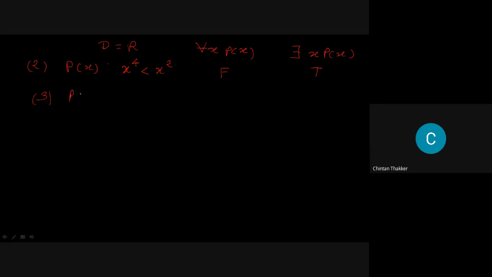The third one is P of x is (minus x) whole square equal to x square. What about this P(x)?